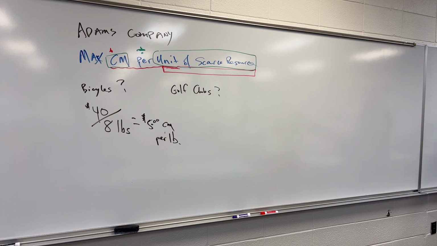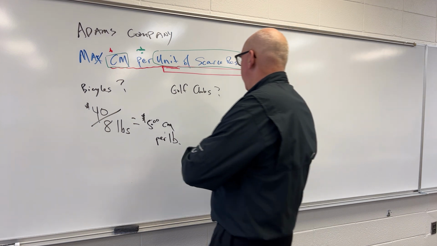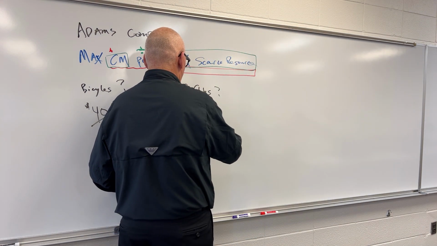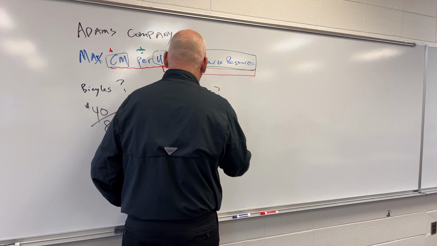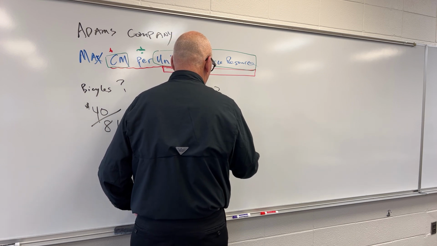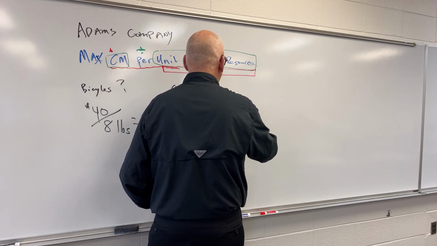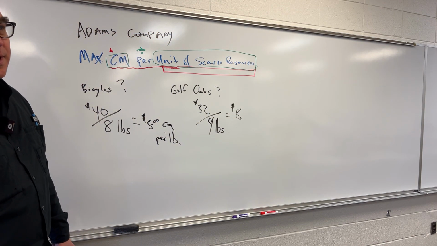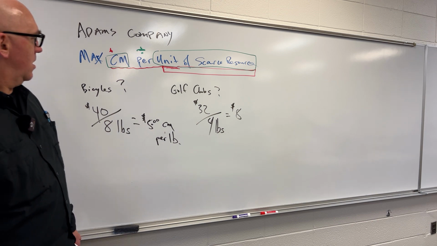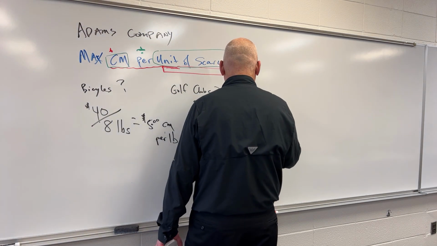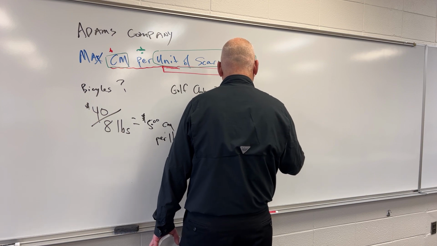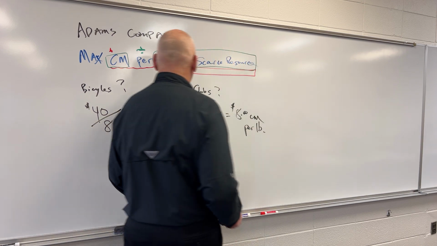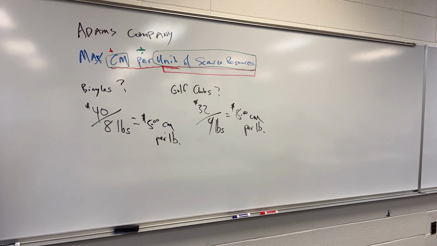So do it for golf clubs. So I do have to divide 32 divided by 4. And $32 divided by 4, that would be pounds. Yeah, pounds. That would be 8. And please describe that 8. What is that 8? Describe it. Contribution margin per pound of the scarce resource. Yes. So you would pick golf clubs because it's greater. And that is exactly correct.